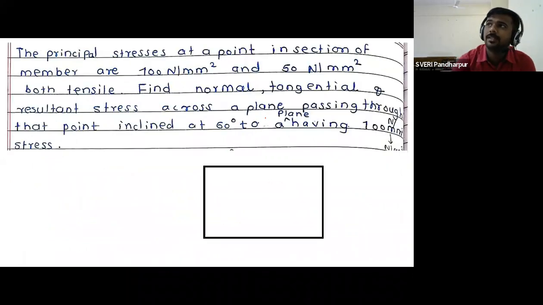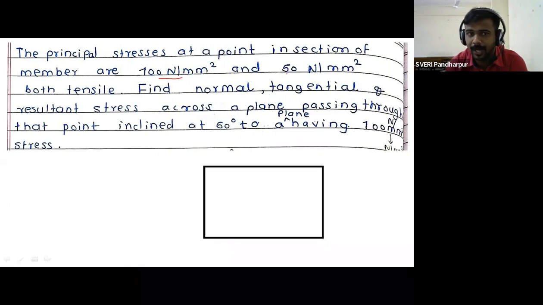Okay, now we'll start with the numericals. So the problem number 1. See, the principal stresses at a point in a section of member are 100 Newton per mm square and 50 Newton per mm square. Both are tensile.